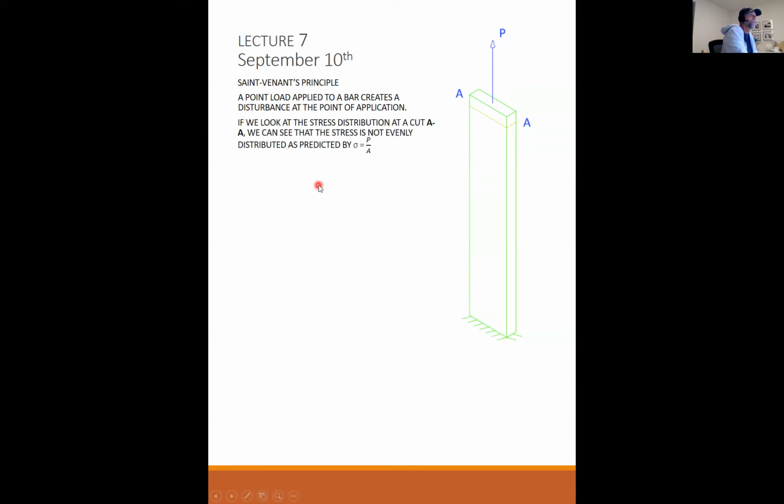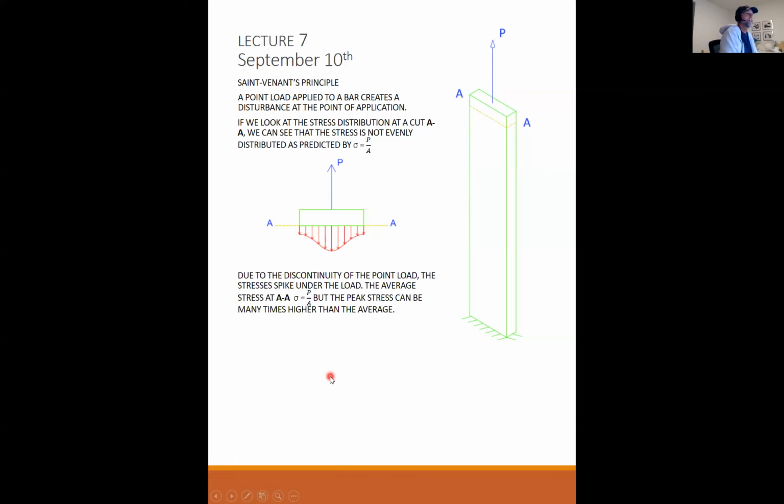So if I look at the stress distribution at a cut AA, and AA is just below the point here, we can see that the stress is not evenly distributed as predicted by sigma equals P over A. And so this might be what the stress distribution might look like at this cut A. Directly under the point load, the stress is pretty spiked, and out towards the edges, the stress is fairly low.